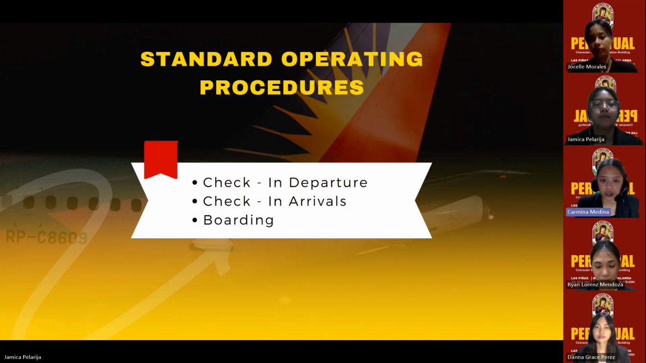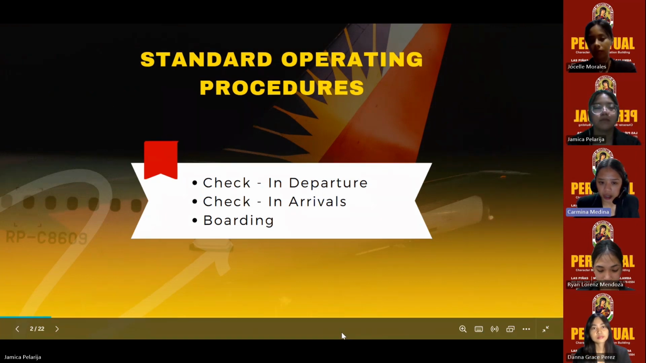Next is going to the security. Place your carry-on items in the security bins and walk through the metal detector. Make sure to remove your shoes, jackets, and any metal items before going through the security. Next is finding your gate. Locate your assigned boarding gate on the departure boards and proceed there.